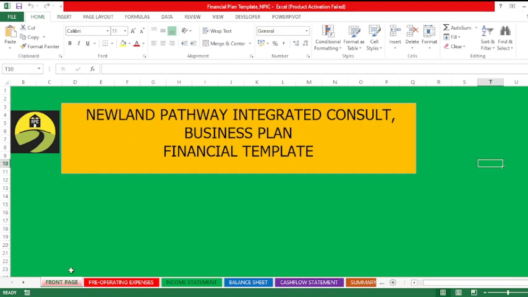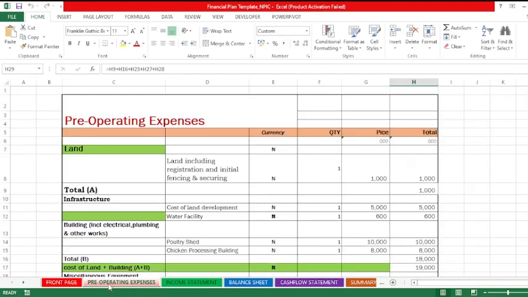So this is the front page. We have the pre-operating expenses. For every business, for instance, if you are starting up a business, you have your pre-operating expenses. That is the money you are using to secure the land, registration, and to fence your land. Say you are in agriculture, you want to fence, you want to do a lot of things. Even in the manufacturing sector, you need to put all of this in place. So you can see it here.